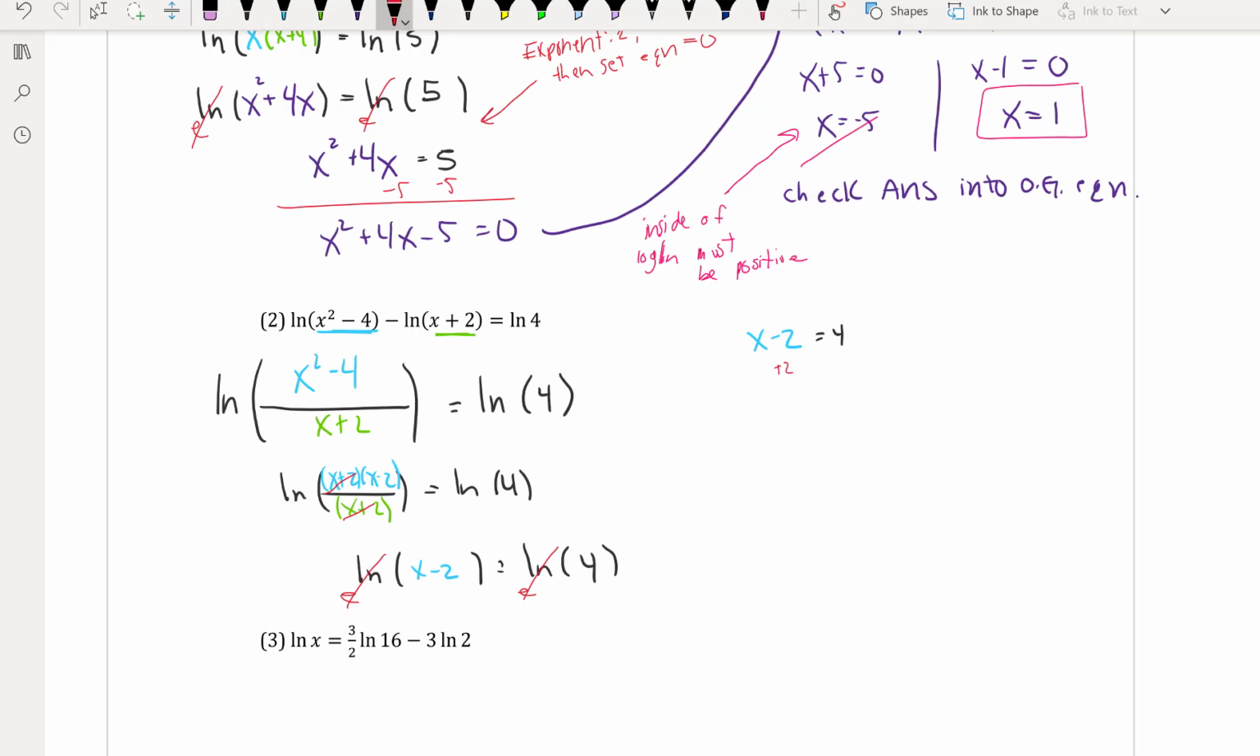So I'm going to add 2 to both sides. So I can have that x is equal to 6. And I checked that in my original equation, and it works out. So check the solution in the original equation. And it works out. So x is equal to 6.